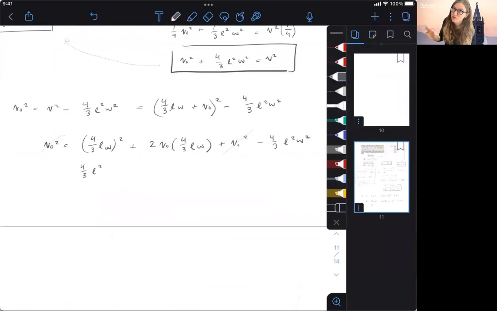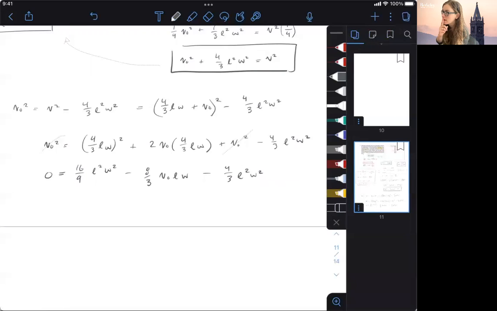If you want to just skip ahead to the answer and I'm boring you to death, please feel free. L squared W squared. I'm sorry, this 4/3 needs to be squared as well. So we're going to have 12/9, right? Oh wait, sorry, squared. 16 ninths. Duh. Sorry. 4 squared is 16. Yep. Minus 8/3 v naught LW minus 4/3 L squared W squared equals 0, basically.